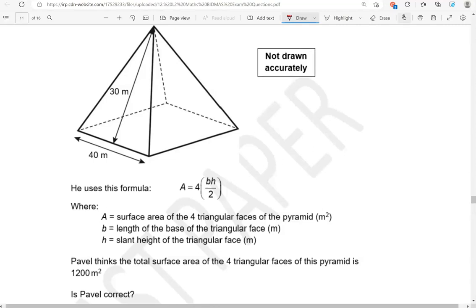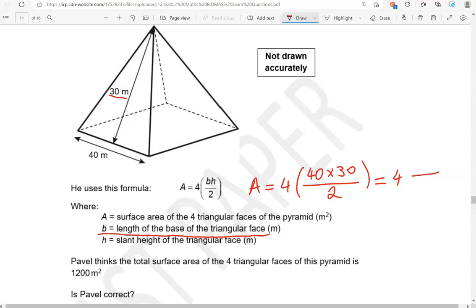Pavel thinks the total surface area of the 4 triangular faces of this pyramid is 1,200 square meters. Is Pavel correct? So we've got the formula, which is A equals 4 times B, that is the length of the base, which is 40. And H is the slant height of the triangular face, which is 30. So times 30 divided by 2. So we've got brackets, we've got division, multiplication. So we'll do brackets first.